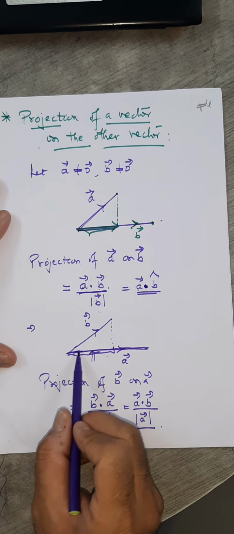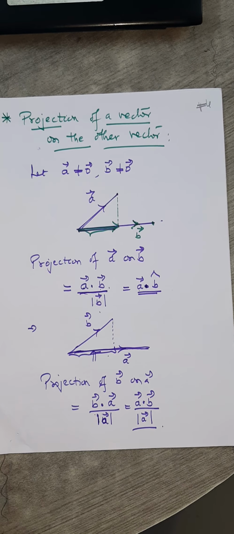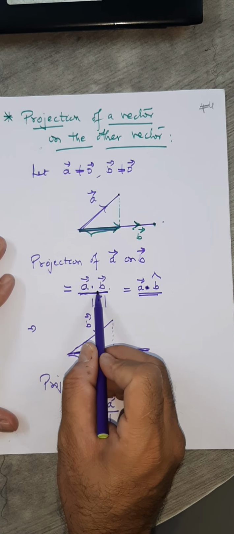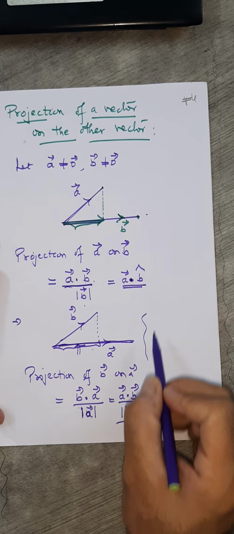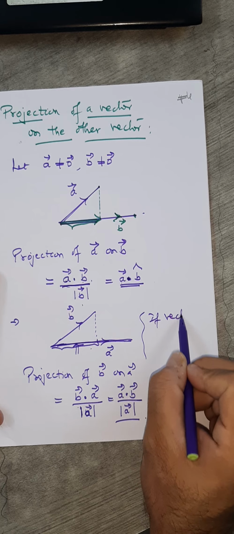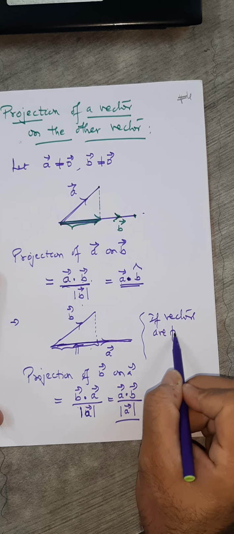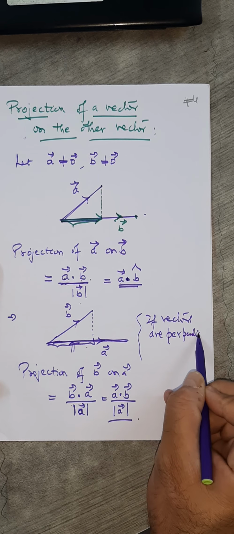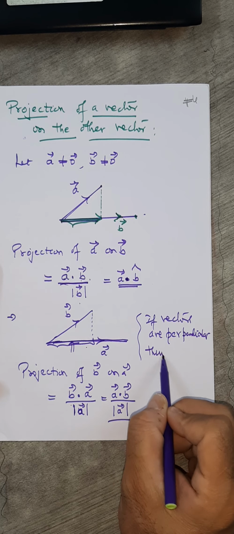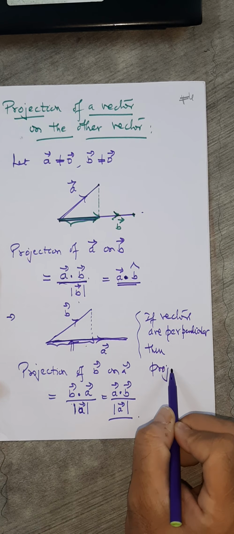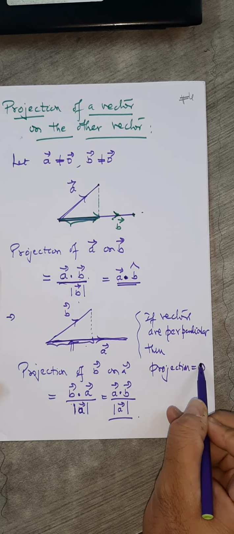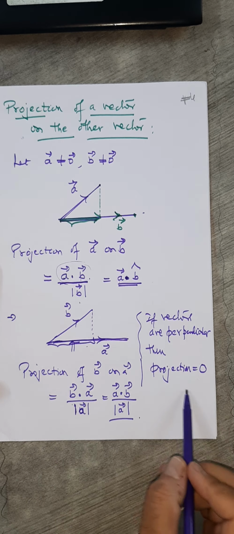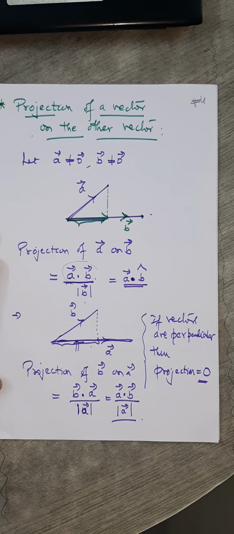If vectors are orthogonal, then this will be 0. So projection is 0, remember. If vectors are orthogonal, then the dot product is 0. Let me write, if vectors are orthogonal, vectors are perpendicular, orthogonal means perpendicular, then projection equals 0. It's quite obvious, because if vectors are orthogonal, then this dot product will be 0.